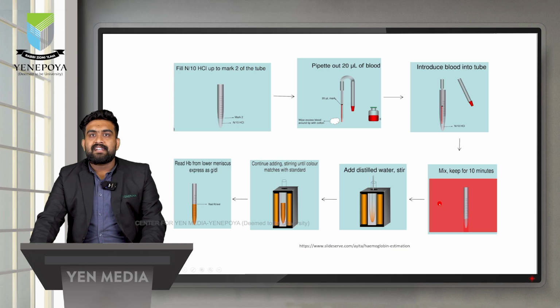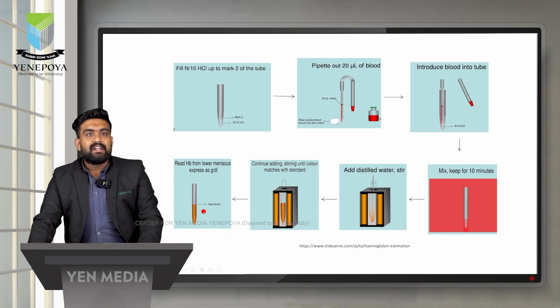Once it is converted into acid hematine, we place it in the Sahli's comparator and compare whether the color matches the standard color of the comparator. If it is not matching, if it is darker, then we add distilled water drop by drop and mix using the stirrer. Once after mixing, again we check whether it matches the standard color of the comparator. Until it matches the same color, we keep adding the distilled water. Once it matches the standard comparator color, we remove the glass rod and observe the value at which the color is the same, reading the lower meniscus of the reagent.